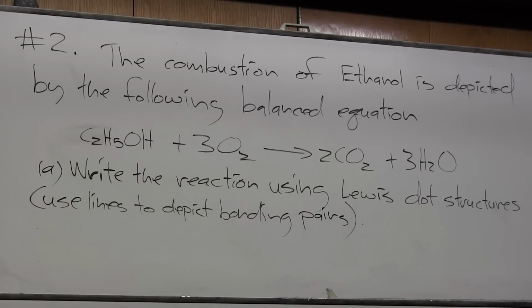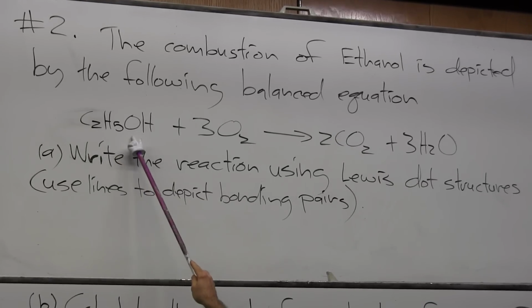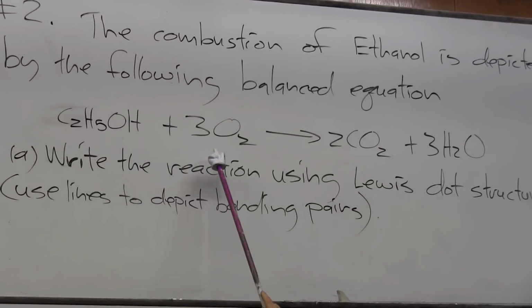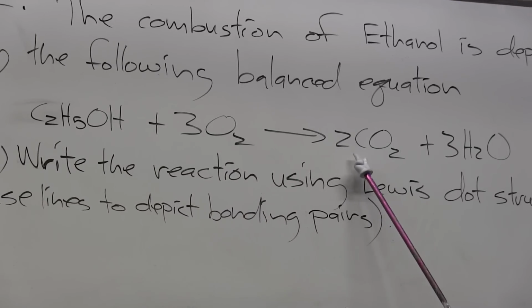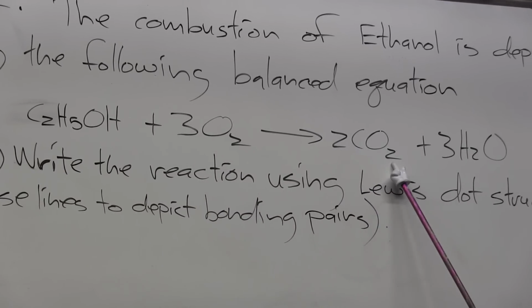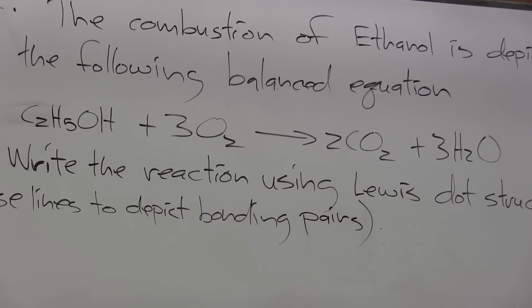This is practice midterm number 3, question number 2. And the question is, the combustion of ethanol is depicted by the following balanced equation. And I have C2H5OH plus 3O2 goes to give 2CO2 plus 3H2O.